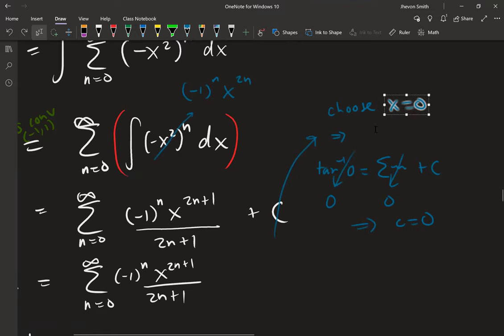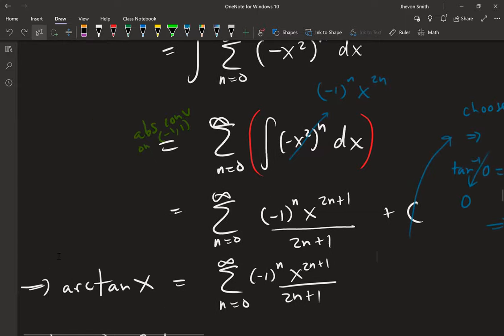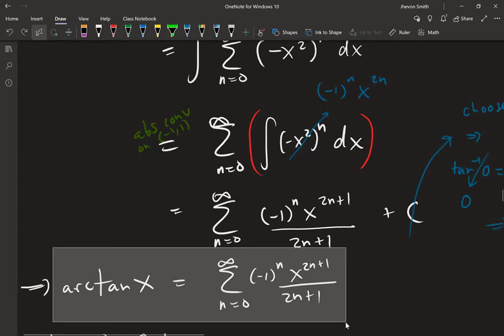Plug in x equals 0, you get arctan of 0 on the left side, the series goes to 0 on the right side, and you only have c, so you end up with c equals 0, so this c you can ignore. And so arctan of x is this series here.